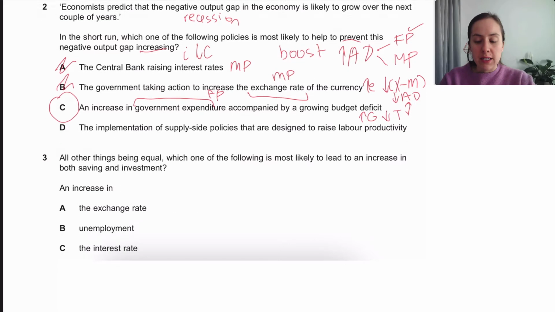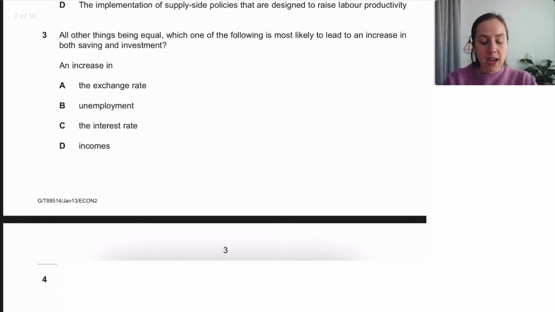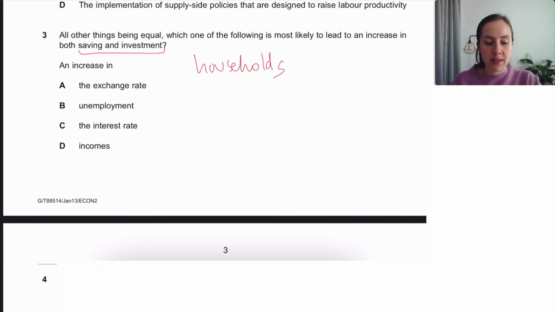Which of the following is most likely to lead to an increase in both saving and investment? Just jump to the answer here. Saving and investment is probably done by households. And out of all the options, exchange rate didn't seem that related to households. So I'm going to say it's probably not very likely. More unemployment means households have less income. So that doesn't help them save more or spend more money. So firms invest more.